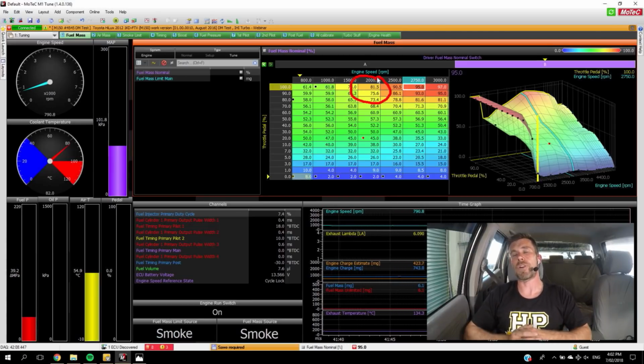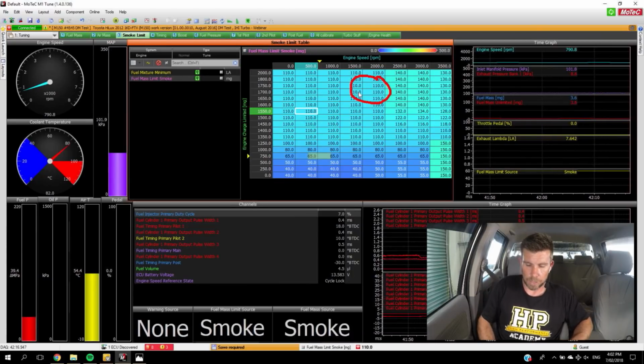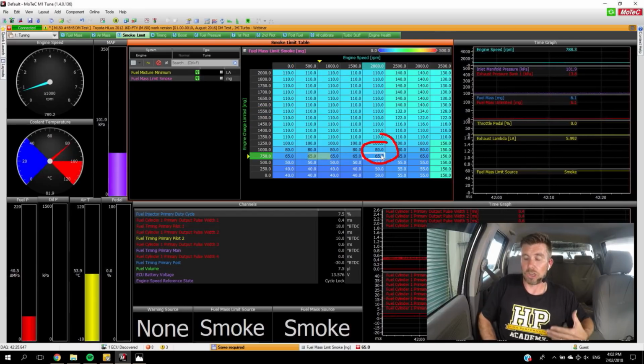So what we need is a way of regulating the fuel delivery relative to the mass airflow, and that's what we can do with our smoke limit table here. At lower load values, which we can see down here, you can see that at lower engine loads we are limiting the maximum amount of fuel that will be delivered into the engine.